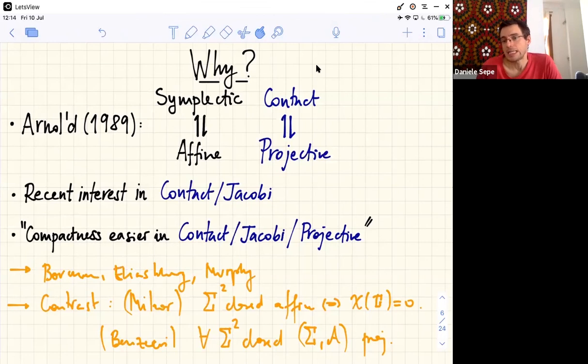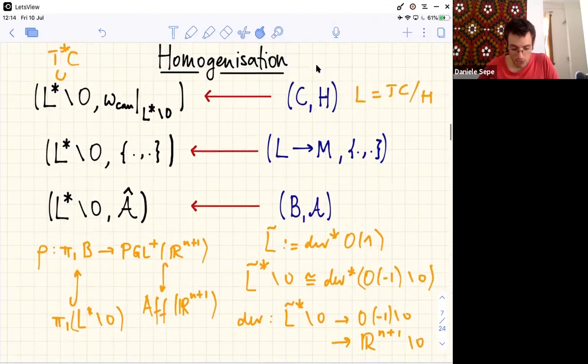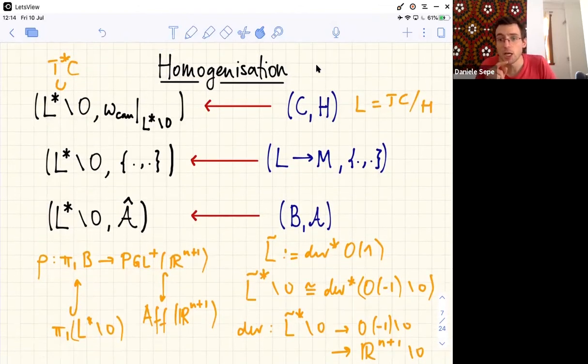So that is to say, once you give up, once you allow for this, then you start seeing happiness coming in. And let me just say something here: in homogenization, you go from contact to symplectic, for instance. You could quotient by the action of Z. There is an action of Z. And now you don't get something symplectic in the quotient because this action of Z is also doing this. But you get something locally conformally symplectic.